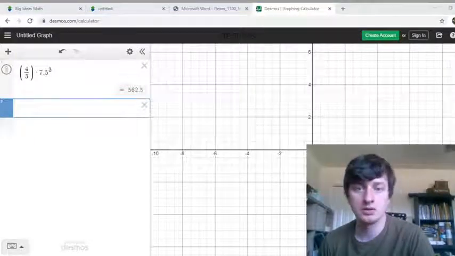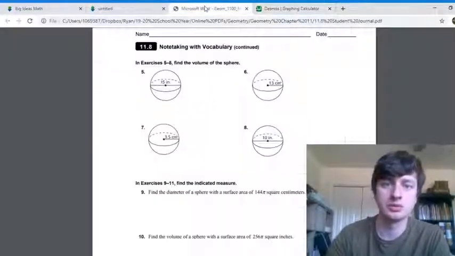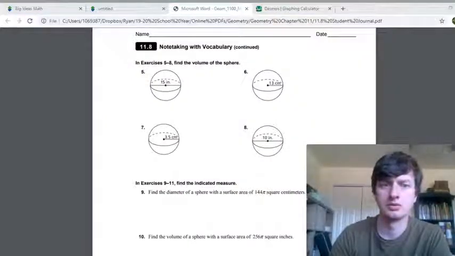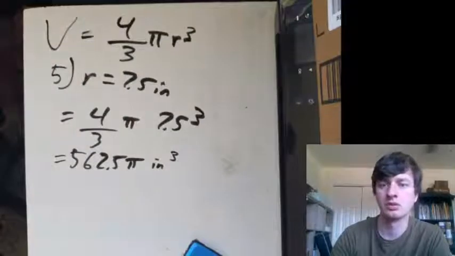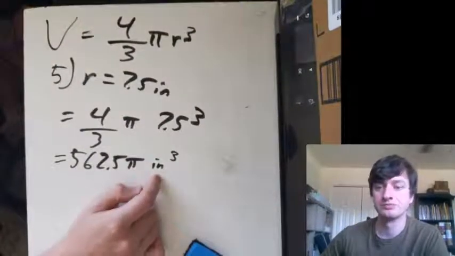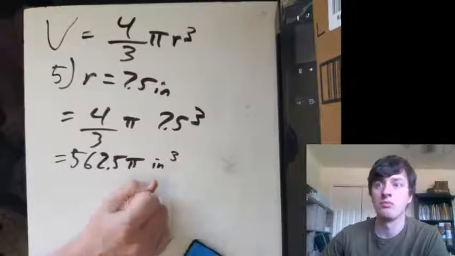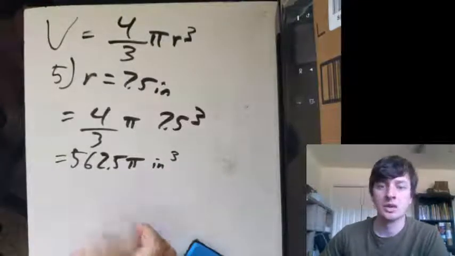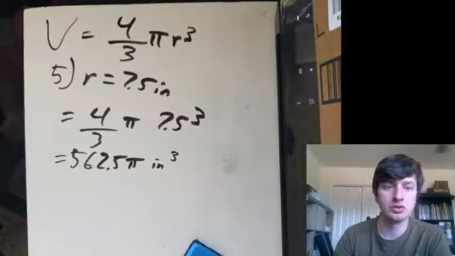Okay, and then the other problem I wanted to do was this one. Oh, sorry. So here's my answer: 562.5 pi inches cubed. Keep the cubic inches. Okay. And then the last thing that I want to do is this.